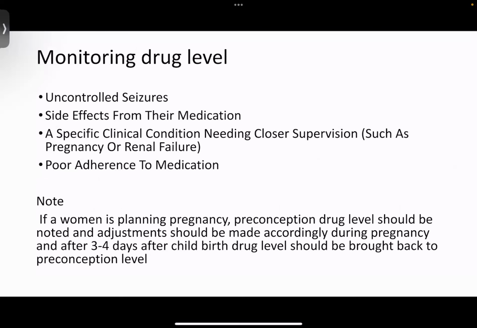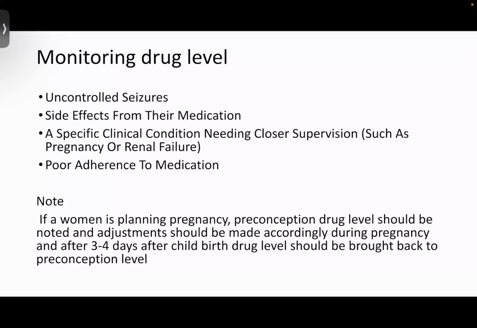So when do we monitor the drug level of anti-seizure medications? If the seizure is uncontrolled, or if the patient presents with side effects of the medications, or if the patient is going to have a special condition like pregnancy, or if the patient is having renal failure, which needs close supervision, then we can go for drug level monitoring. And if you feel there is poor adherence to medication, again we can test the drug level.